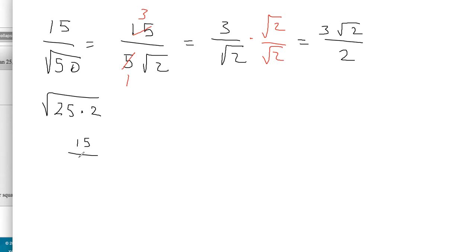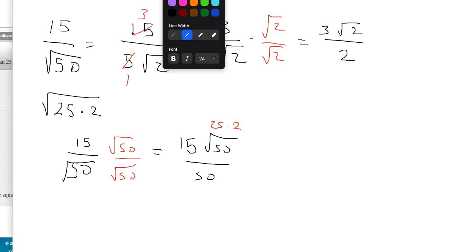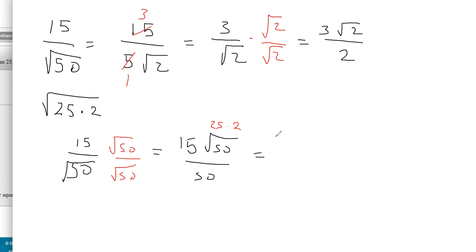An alternative way would be to do this, and that would be to go square root 50 right out of the gate. And then that's going to be 15 root 50 over 50. And then I could simplify this right here as, so thinking of that as a 25 times a 2. I could also reduce that fraction first. Either way, that would work.